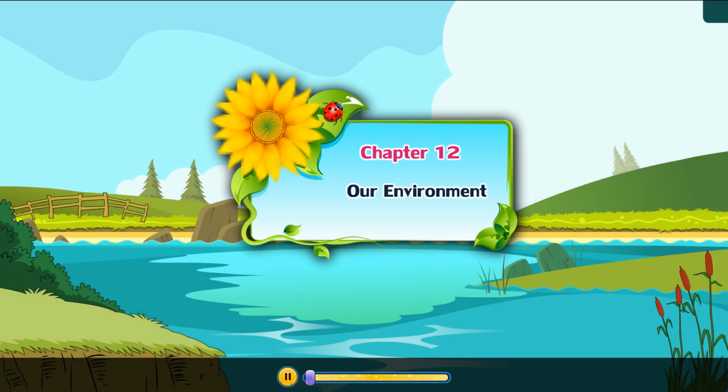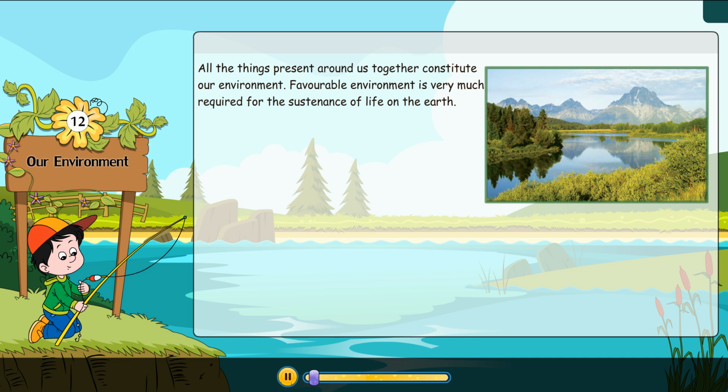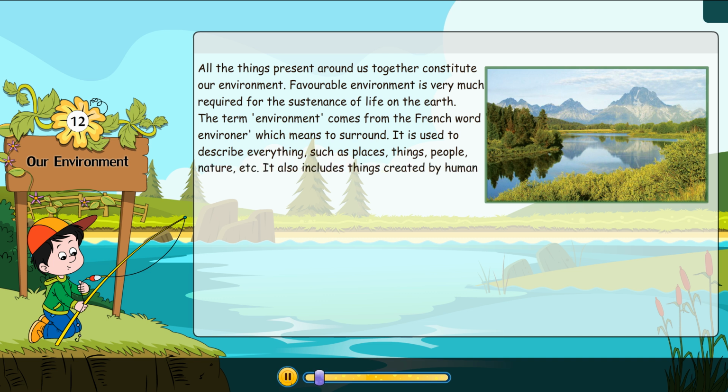Chapter 12. Our Environment. All the things present around us together constitute our environment. A favorable environment is very much required for the sustenance of life on the earth. The term environment comes from the French word environner, which means to surround. It is used to describe everything, such as places, things, people, nature, etc. It also includes things created by human beings.